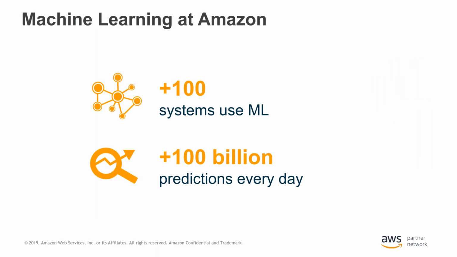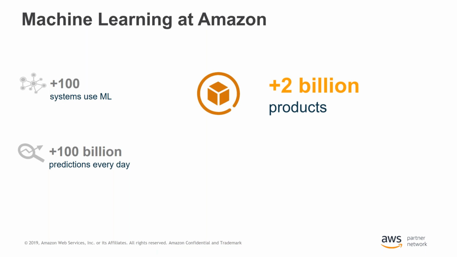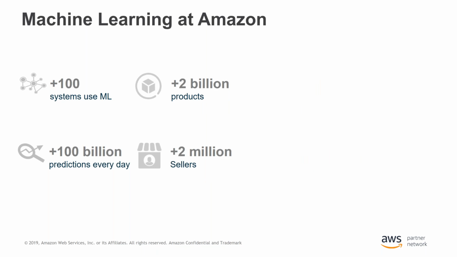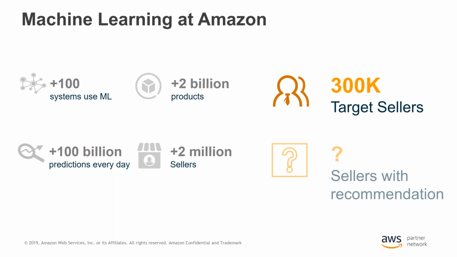First of all, we use machine learning just about anywhere, and we've been doing it for more than 20 years. We have a number of very different systems, and many of those systems produce, our estimate is, well over 100 billion predictions every single day. There are more than 2 billion products that are sold on the Amazon retail site and more than 2 million sellers. As mentioned, we have about 300,000 target sellers.